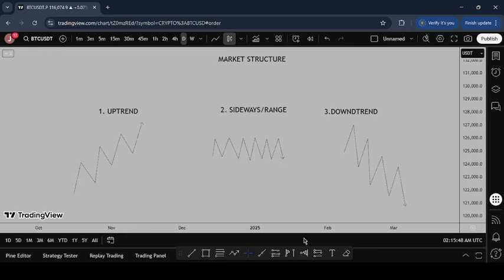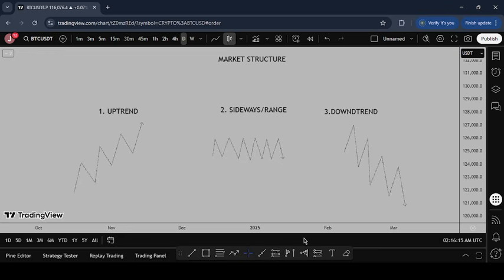Market structure is an important aspect of trading. In fact, to me it is the most important aspect, because if you understand market structure, you will be able to understand the behavior of the market. It means whatever price action you see in the market moves in repeated patterns, right?